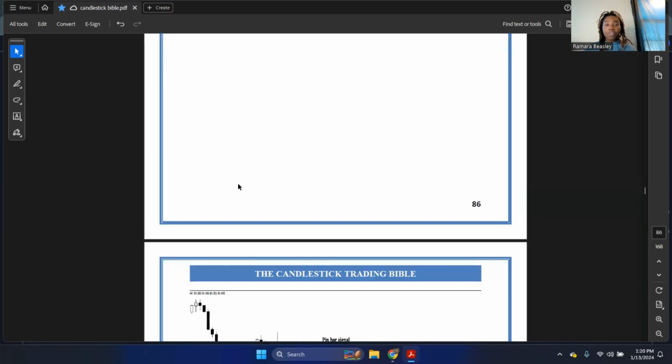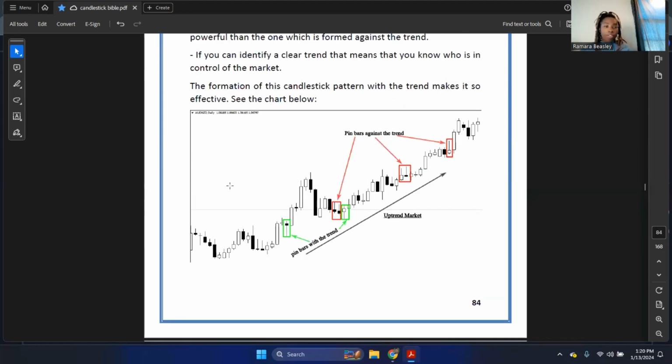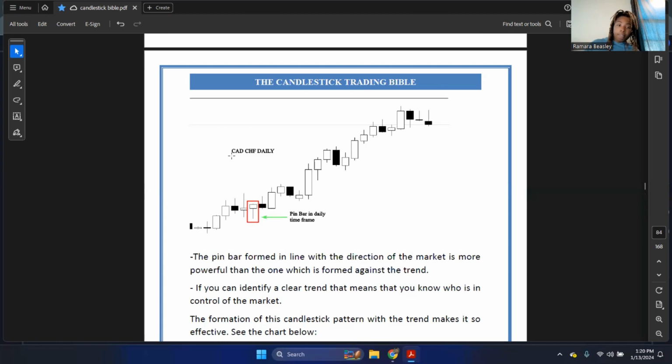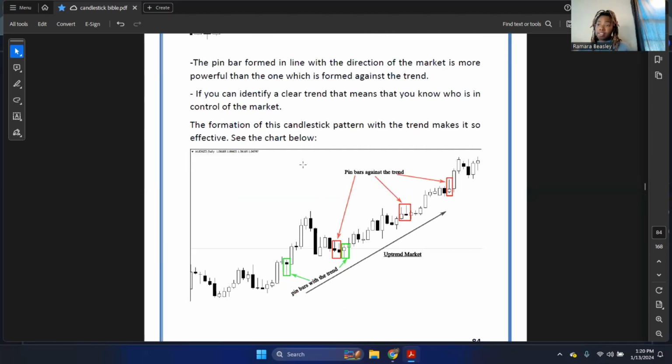They didn't have the time frame for that. They didn't have a pair for that. But yeah, that's how you can find it. Look, this is AUD, NZD, CAD, Swiss franc. It doesn't matter the pair.